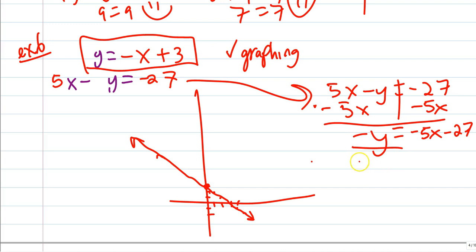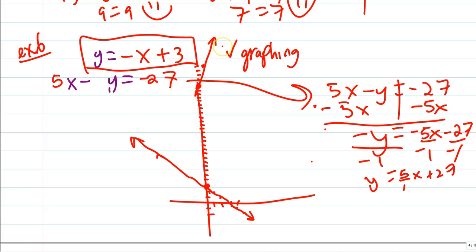And then we're going to divide by the negative to get y is equal to 5 over 1x plus 27. That's cool. We got a y-intercept of 27, right? That's 3, 4, 5, 6, 7, 8, 9, 10, 11, 12, 13, 14, 15, 16, 17, 18, 19, 20, 21, 22, 23, 24, 25, 26, 27. Lovely. And then from there, we're going up 1, 2, 3, 4, 5 over 1.